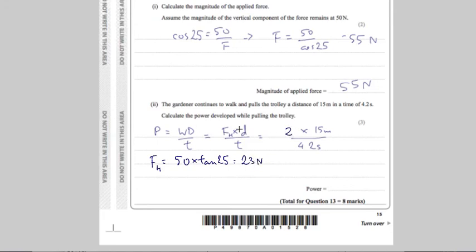So to find the power, we're going to use 23 newtons times 15 meters over 4.2 seconds, and that answer ends up being 83 unit. Well, it's a power, so it must be watts. So power is 83 watts.